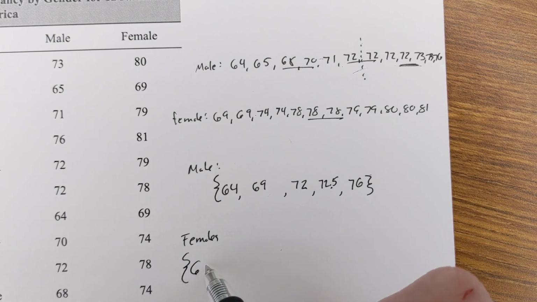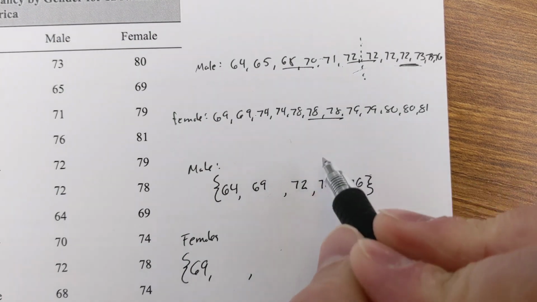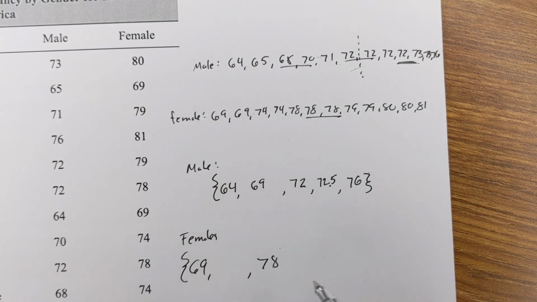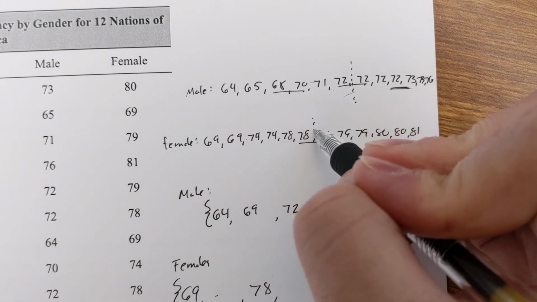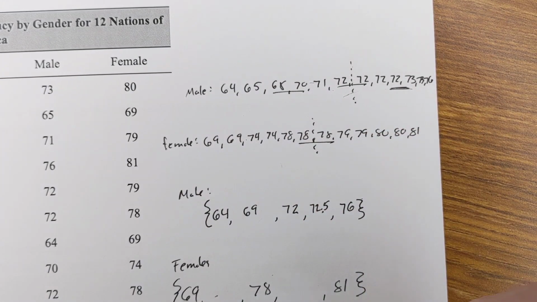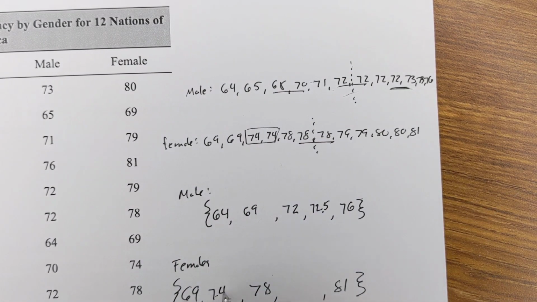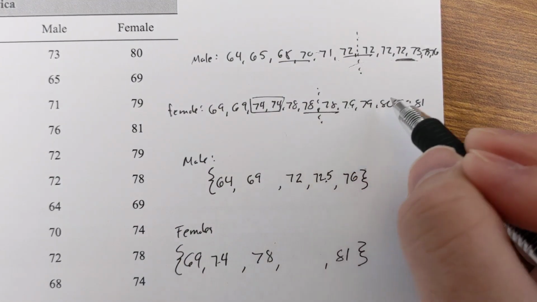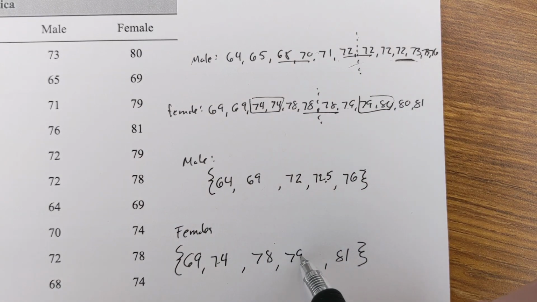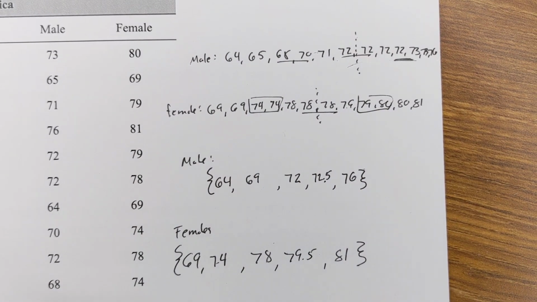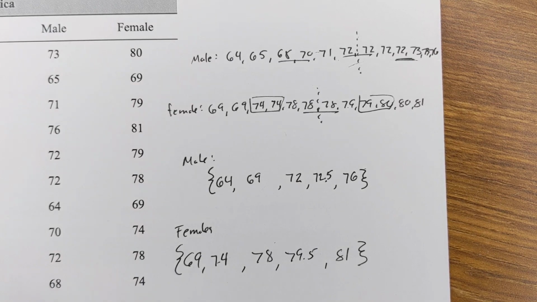For the ladies, the smallest number is 69. The median is halfway between 78 and 78, so 78. And then the largest number is 81. So to find the Q1 value, my median lies right there, halfway between the two 78s. So there's my middle two numbers, halfway between the 74s, the 74. Q3 would be 79.5. So there you go.